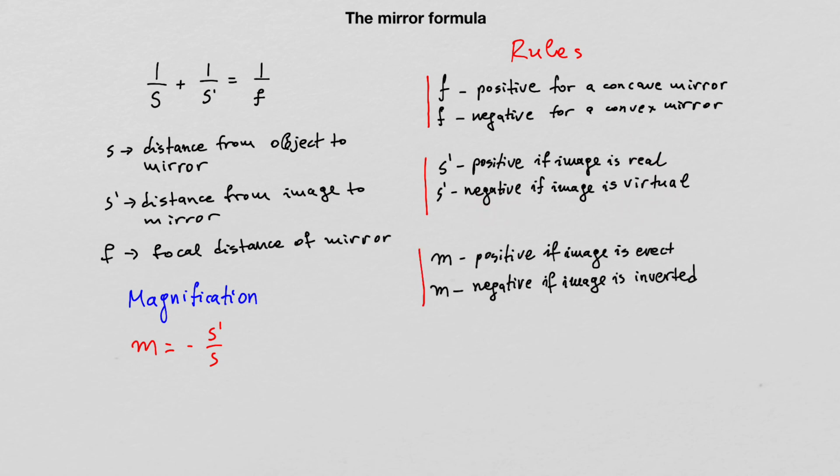And finally, the rules for the magnification. The magnification M is positive if the image is erect, and the magnification M is negative if the image is inverted, which means that when you're calculating the magnification and you get a positive number, then the image will be erect. If you get a negative number here, then the image is inverted. And with this, I conclude the portion about mirrors. Now let's talk about the speed of light.